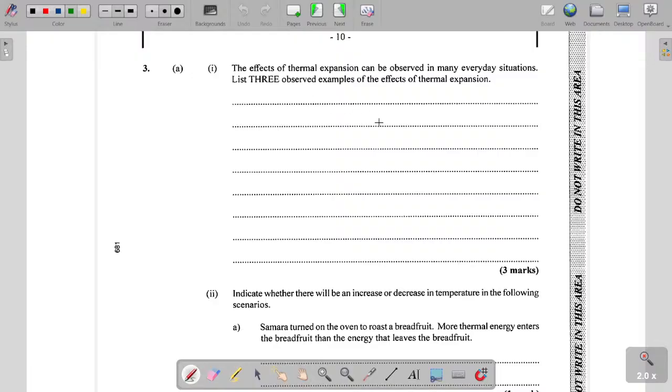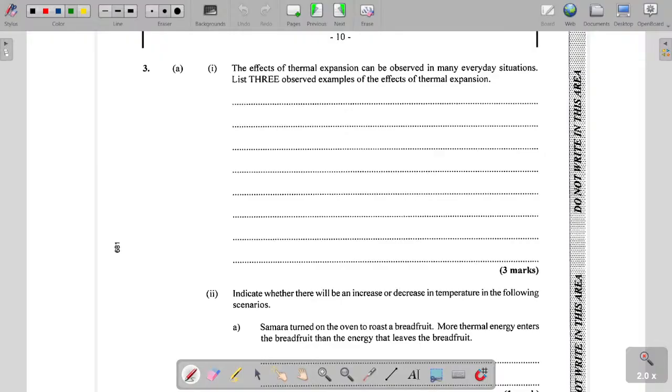So here, question 3 is on the topic of thermal energy. So this is from the nature of heat topic, right? So the first question here tells us that the effects of thermal expansion can be observed in many everyday situations, and we are to list 3 observed examples of the effects of thermal expansion.